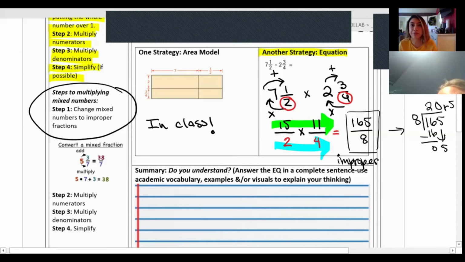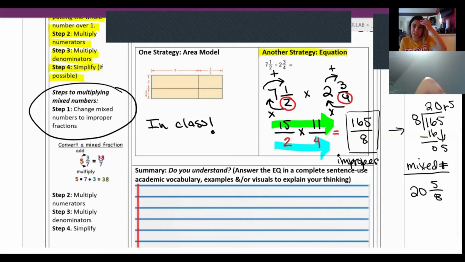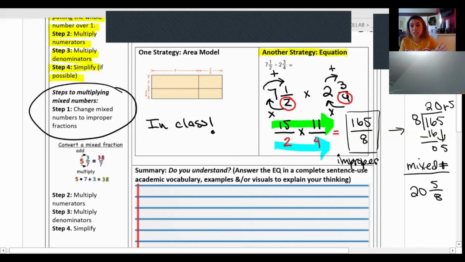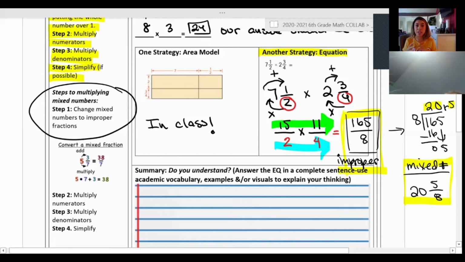Okay, so now that we have an improper fraction, we're going to want to simplify it, right? So our numerator falls inside of our house as the dividend, and our 8 is our divisor. So we're going to divide using long division, and we see that 8 goes into 165 20 times with a remainder of 5. Okay, we write this as a mixed number by putting 20 as our whole number, 5, which was our remainder, is now our numerator, and then 8 will stay our same denominator. So that's how we write that 20 with a remainder of 5 as a mixed number. Okay, so this would be our way to simplify.